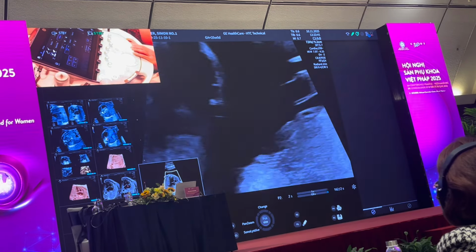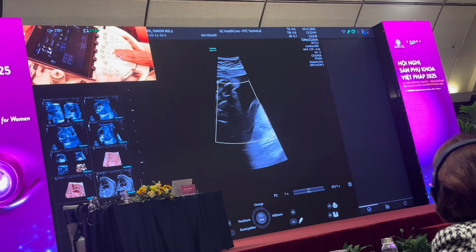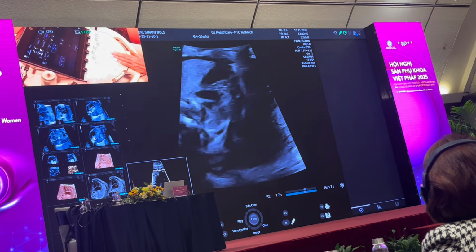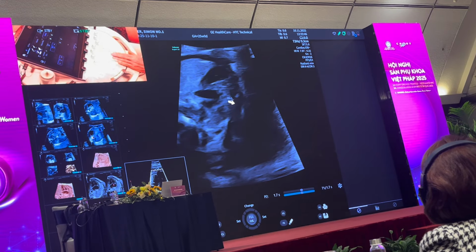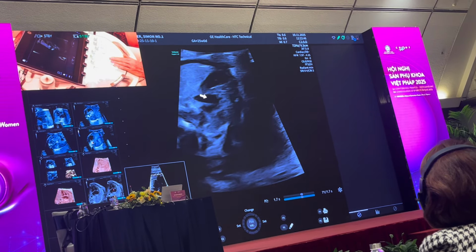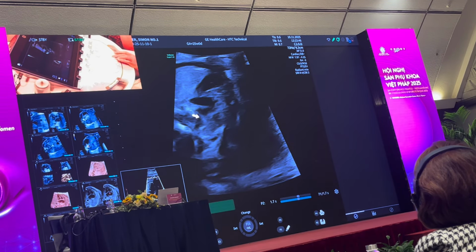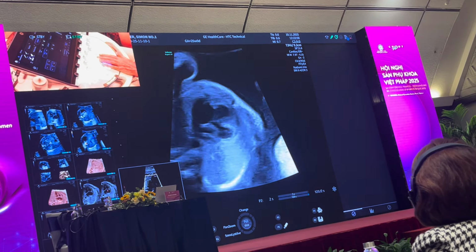So as I sweep up to this, I then want to look at the three-vessel and trachea view. So as I look across here, I see just briefly, as I come across, the main pulmonary artery is larger than the aorta, is larger than the SVC. And I say that is normal.